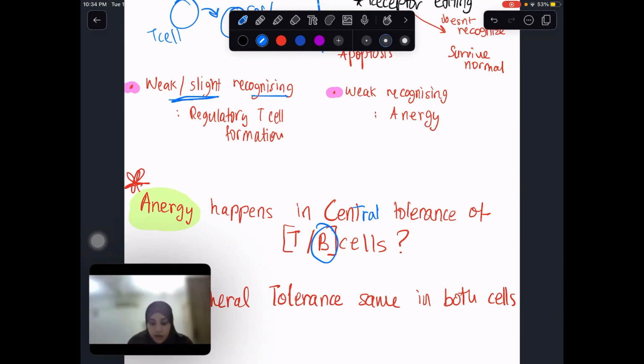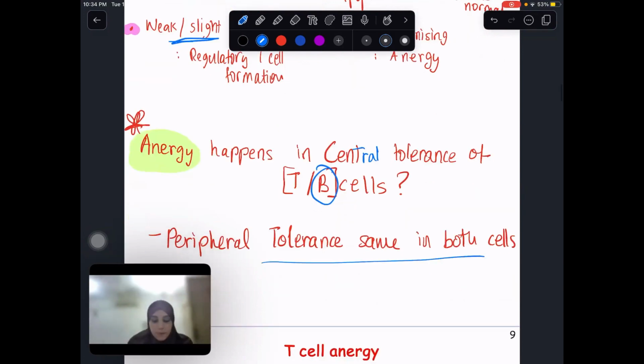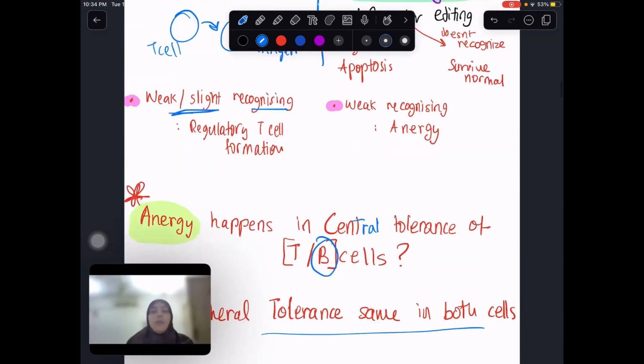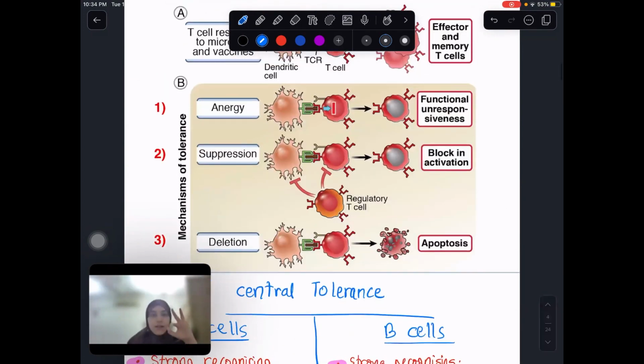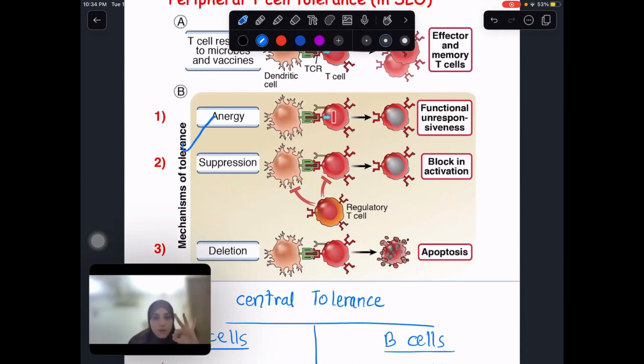So here you need to know. Peripheral tolerance will be the same in both cells. What happens in peripheral tolerance? Three things happen. Either anergy happens, or suppression happens, or deletion happens in both T cells and B cells. So the only difference we see is actually in the central tolerance, okay? Now, in anergy, what we can notice is there are no T regulatory cells found. The suppression and anergy, so deletion is pretty obvious.